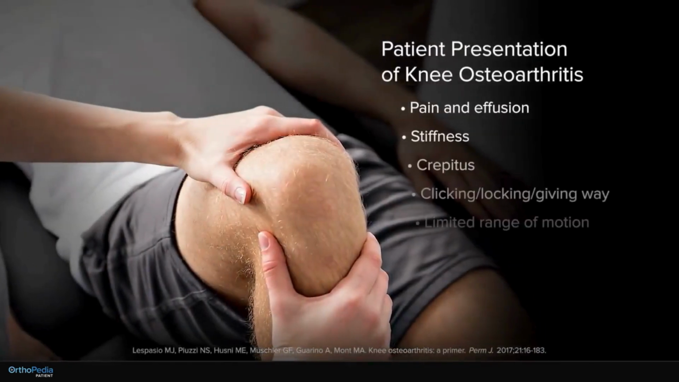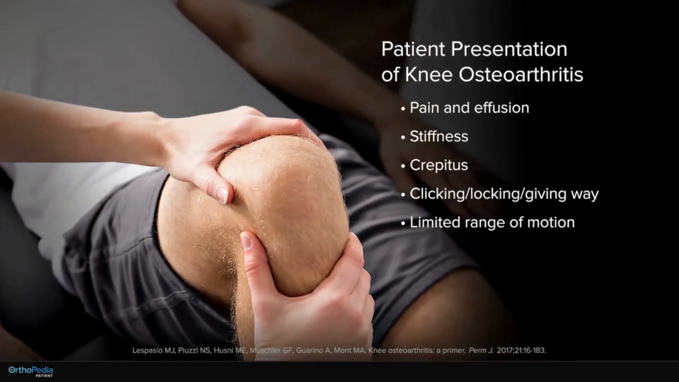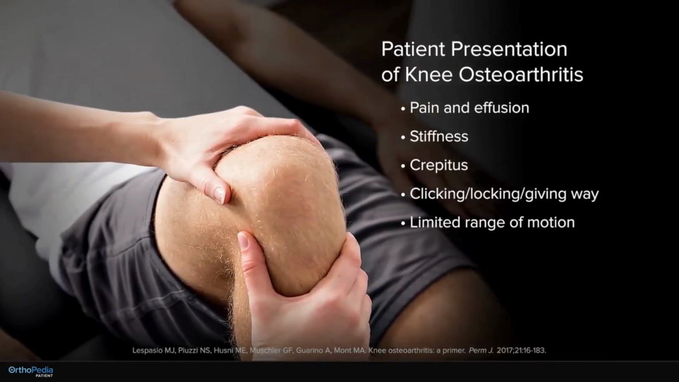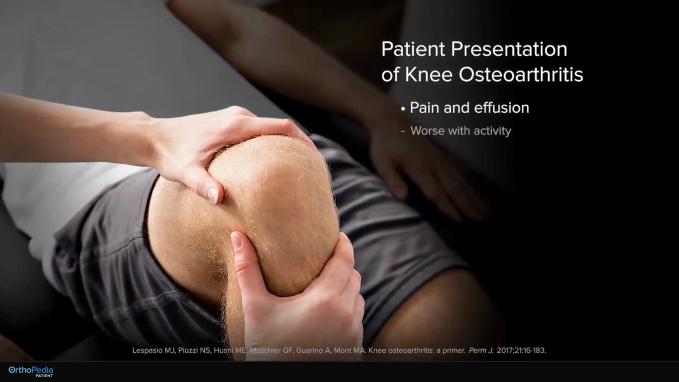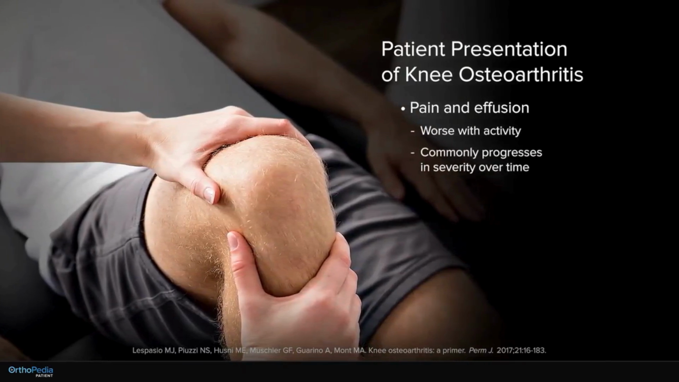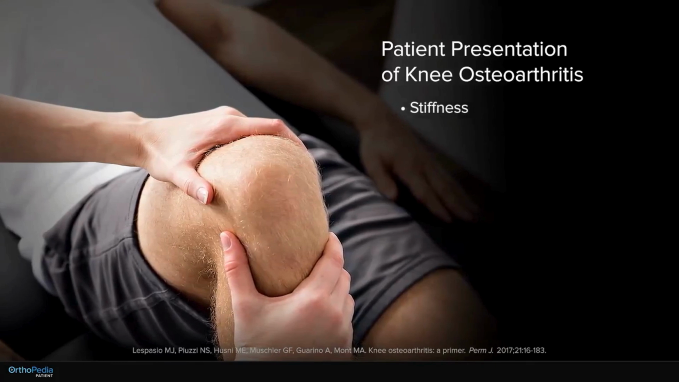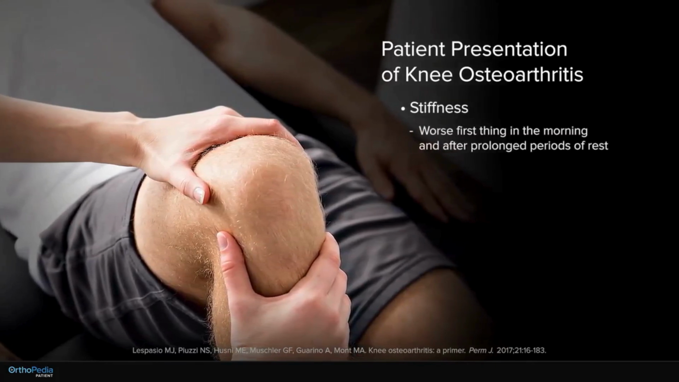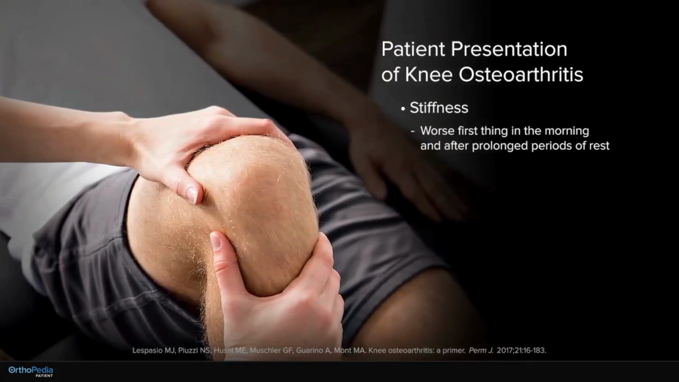When a patient has osteoarthritis, there are some common signs and symptoms they may be experiencing. Pain and effusion, or swelling inside the joint, are likely present. These get worse with activity and usually progress over time. The knee gets stiff as well, and is at its worst in the morning, as well as after sitting for a long period of time.